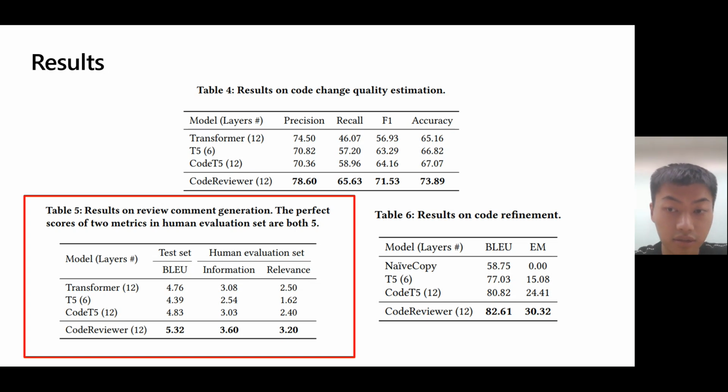Both aspects are scored with 1 to 5 points, and we can see our CodeReviewer outperforms other models on both aspects, especially in the relevance aspect, which shows that CodeReviewer can model the relationship between the code diff and its comment well.